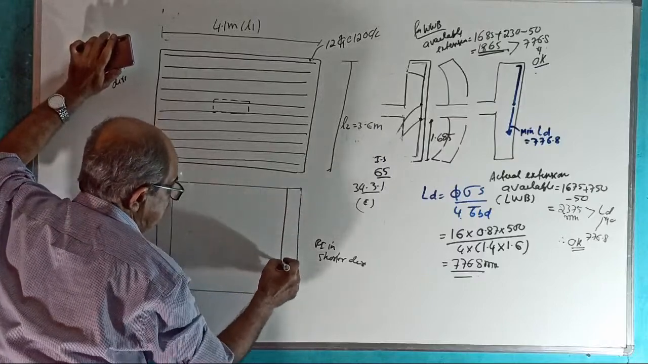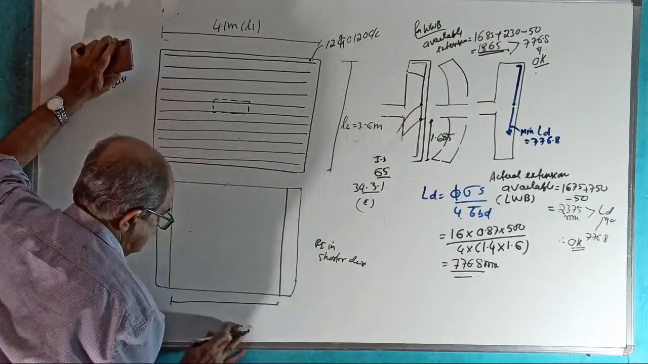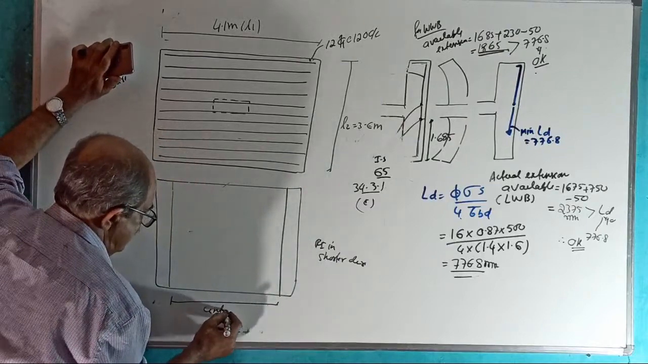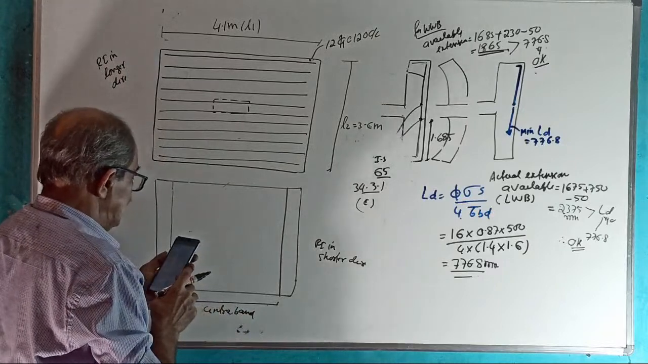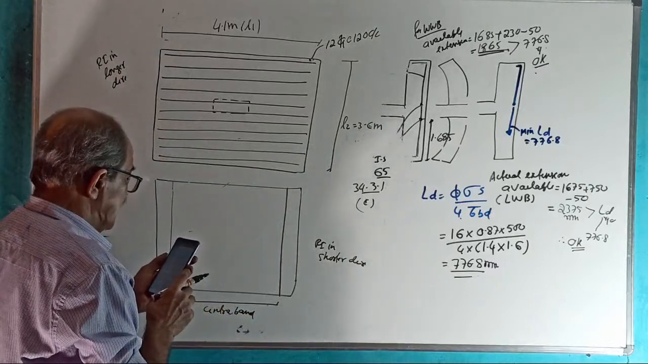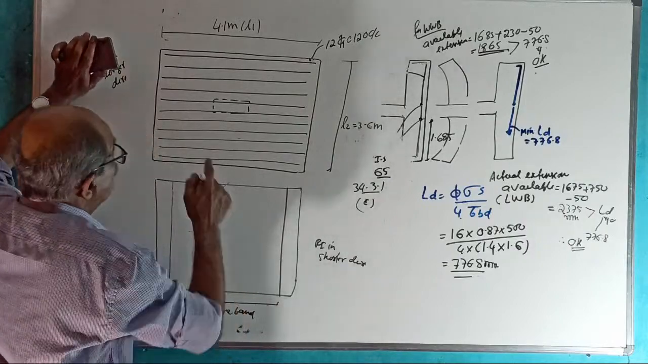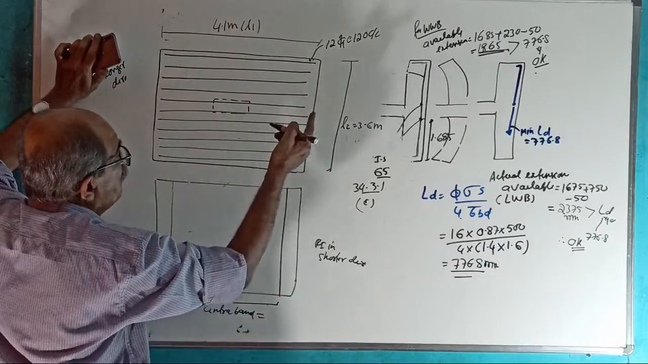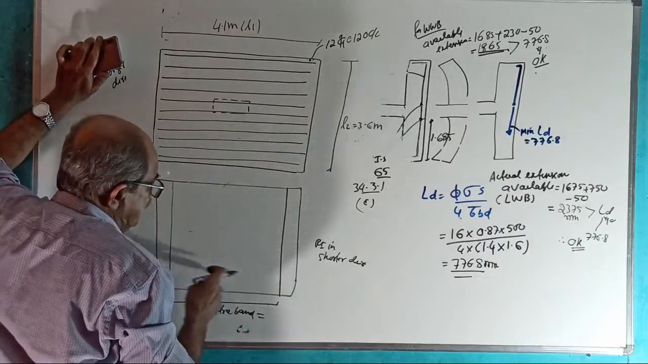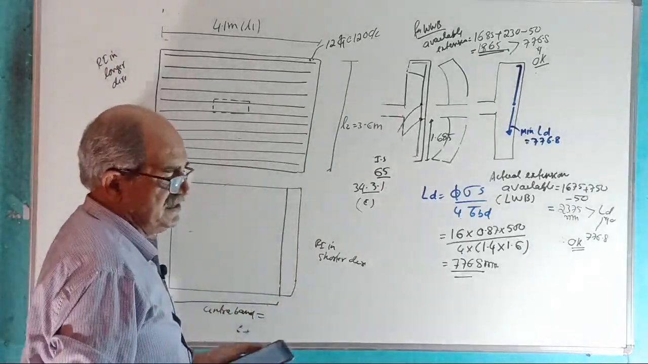This is the central band. Reinforcement in the short direction, a central band equal to width of footing. Means what? Tell me, the central band equal to width of footing. When you see this way, tell me, width of footing, how much? Not 4.1. Other way, how much?